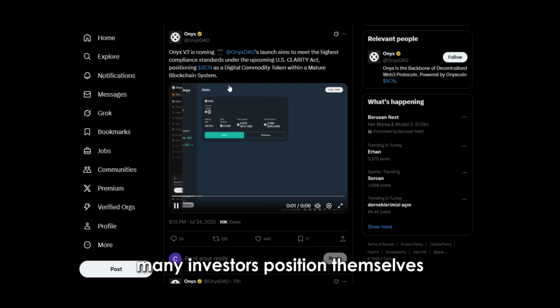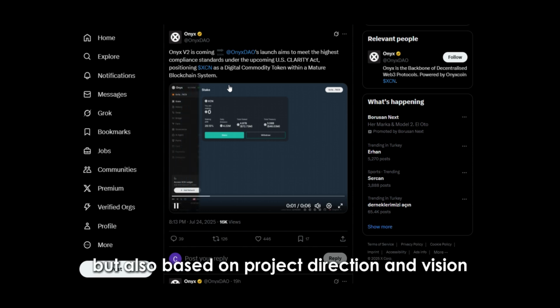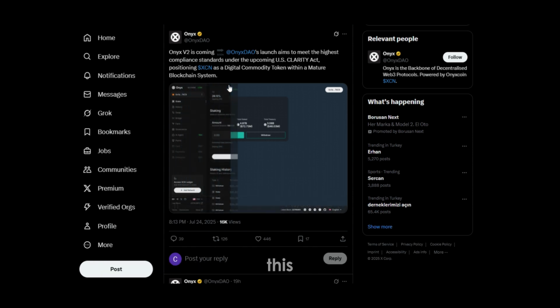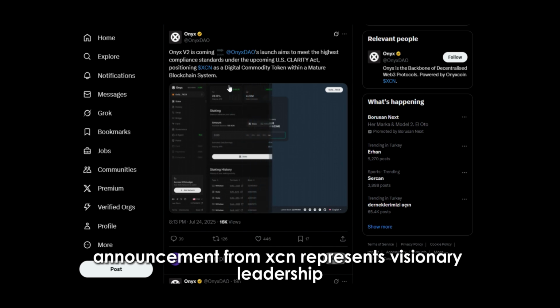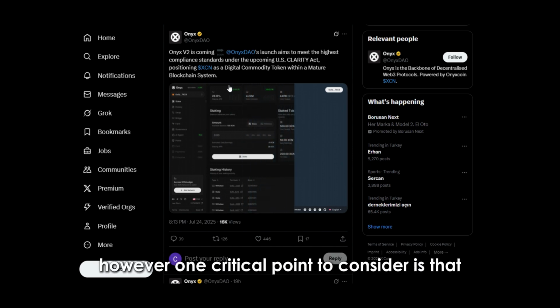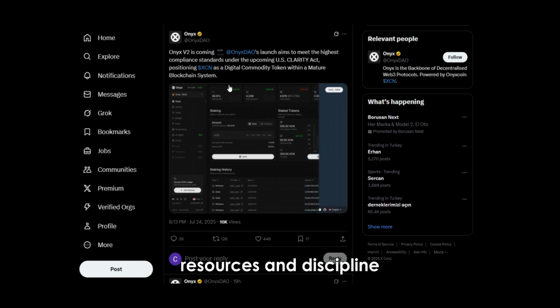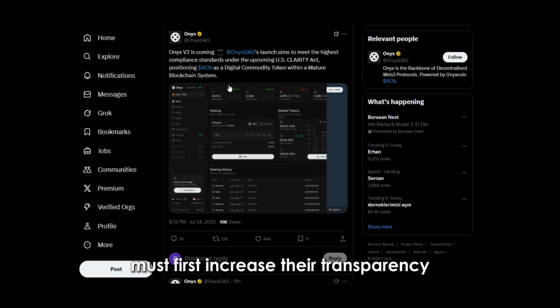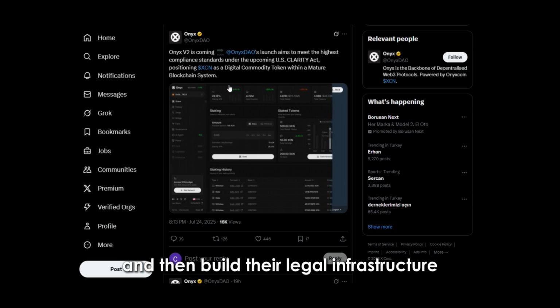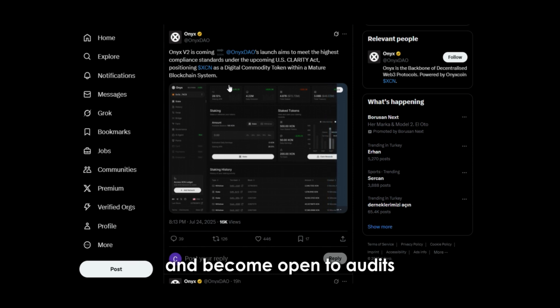Many investors position themselves not only based on technical analysis, but also based on project direction and vision. This announcement from XCN represents visionary leadership. However, one critical point to consider is that such ambitious plans require time, resources, and discipline. Projects that aim to be compliant must first increase their transparency and then build their legal infrastructure and become open to audits. This is a major but necessary step.